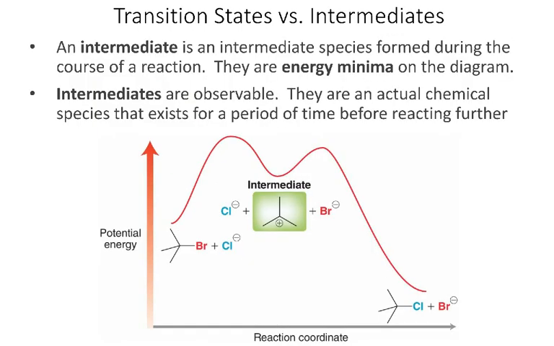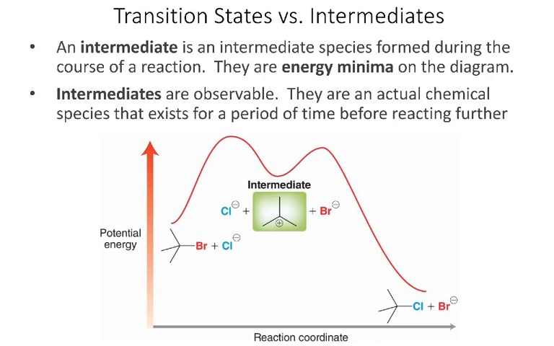Now, an intermediate, on the other hand, is a species that's formed during the course of a reaction. They appear as local minima on the reaction energy diagram, and they actually are observable. So they can last for long periods of time, or short periods of time, depending on the chemical reaction, but they are actual chemical species that do exist. They just react further. There's sort of a stopping point on the way to the eventual products.